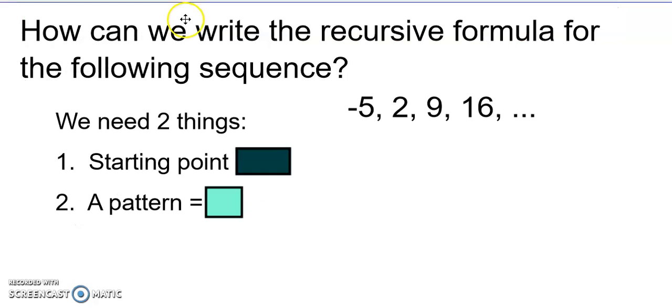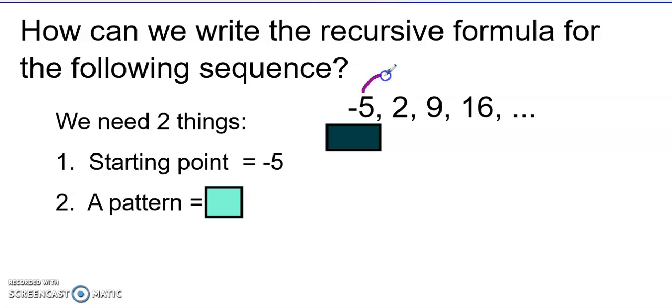So how can we get a recursive formula for the following sequence? We need two things. We need a starting point, and in this case that starting point is -5. And then we need a pattern. So how do we find out what that pattern is? That pattern is, how do I get from this number to this number? If I take the first number, I want the second number. I have the second number, I want the third number. The third number to the fourth number. What's the pattern? The pattern has to be the same for each of them.